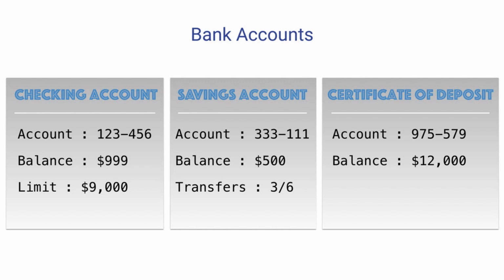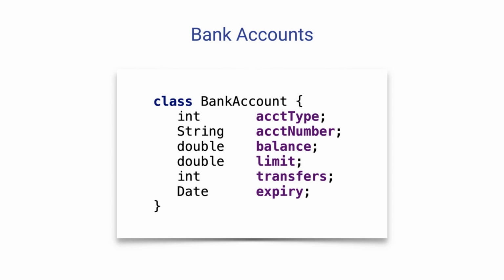A savings account may limit the number of withdrawals to, say, 6 withdrawals per month. A certificate of deposit doesn't even allow any withdrawals until after a certain expiry date. If you wanted to implement that in Java, you could basically implement everything in one single class, called bank account, and maybe use a field called account type that identifies which type each object is.